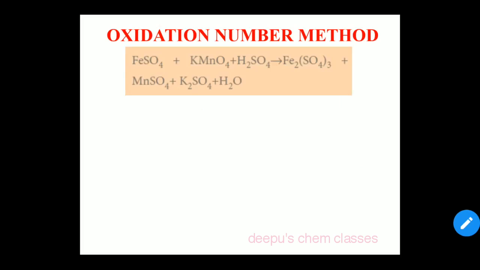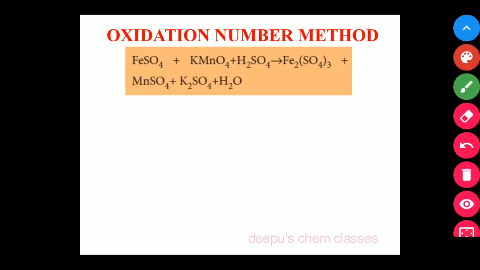For example, ferrous sulfate plus potassium permanganate plus sulfuric acid gives ferric sulfate plus manganese sulfate plus potassium sulfate plus water. This is the equation given in a non-stoichiometric form, that is, in an unbalanced proportion. So we have to balance the number of atoms on either side, that is, reactant side and product side, as equal.